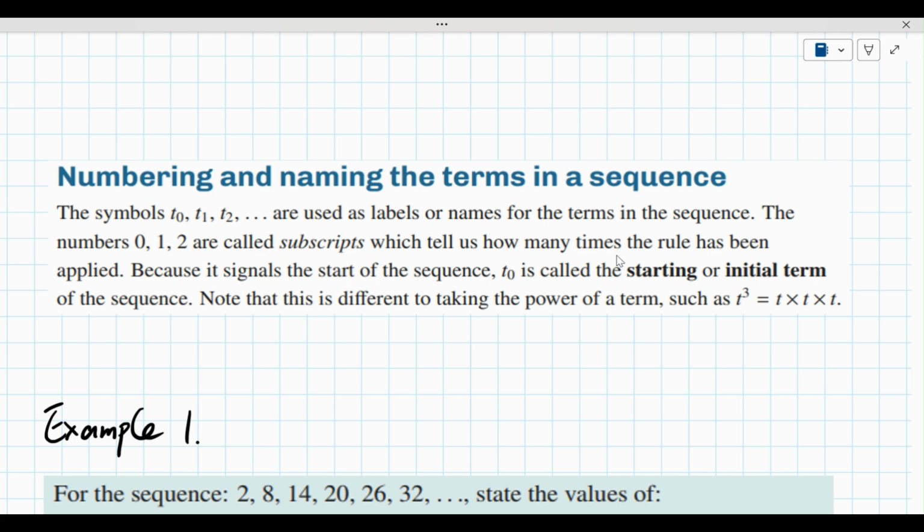So normally we're using the symbols T0, T1, T2 to name and label each term. T0 means the initial term, which is the starting point. And the difference, taking the power of terms: if I say t cube, that means t times t times t.